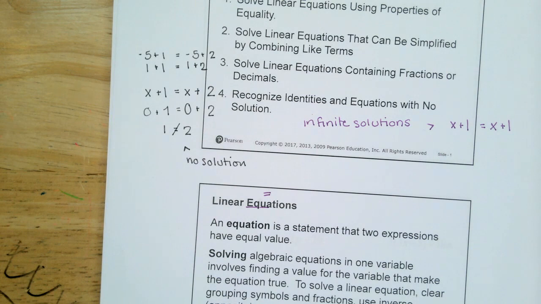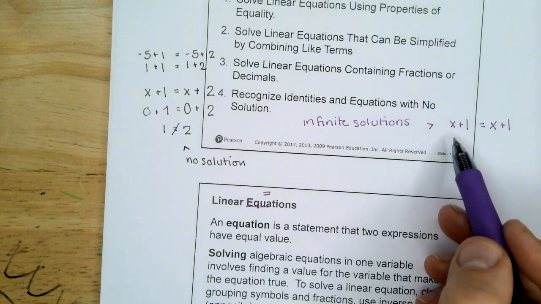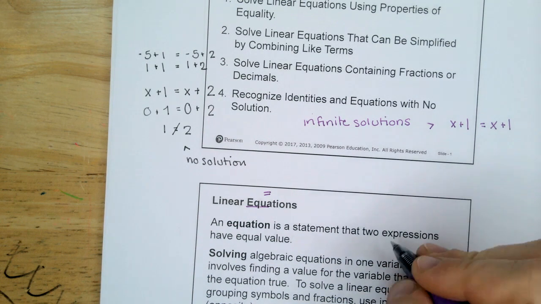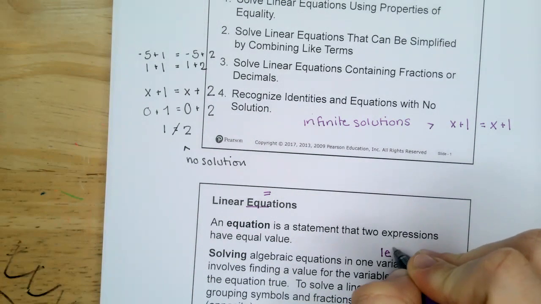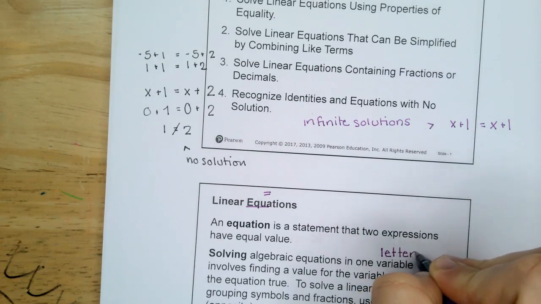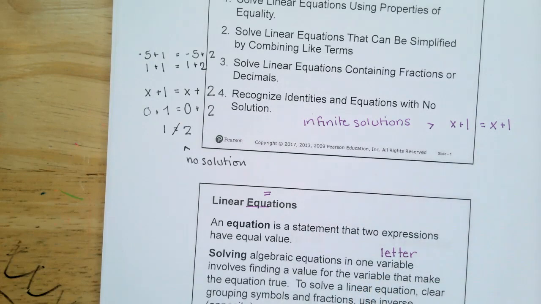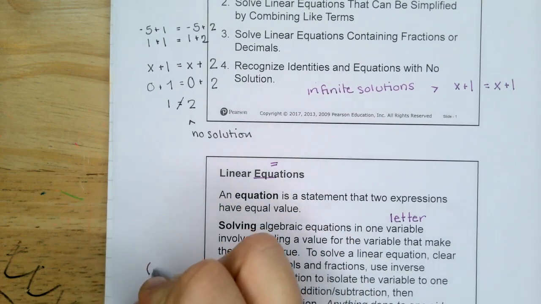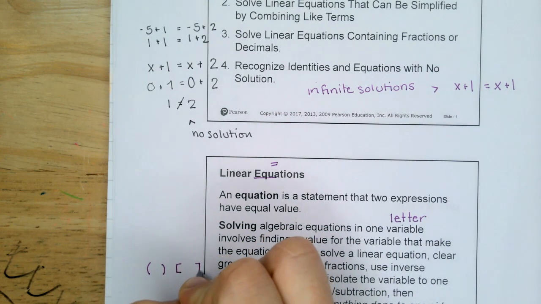So it's saying, if it was written out in English instead of written out as math, it's saying this expression and the second expression have equal value. Good. Solving algebraic equations in one variable, here just means one letter. I will only have x's, I will only have r's, I will only have y's, for example, involves finding a value for the variable that makes the equation true.